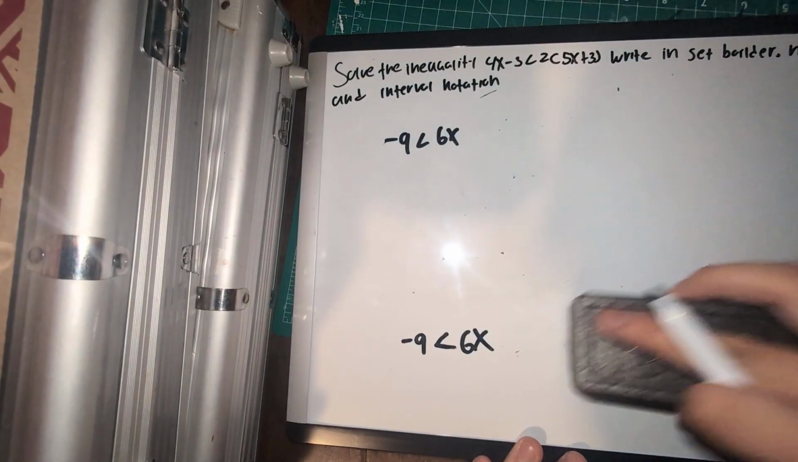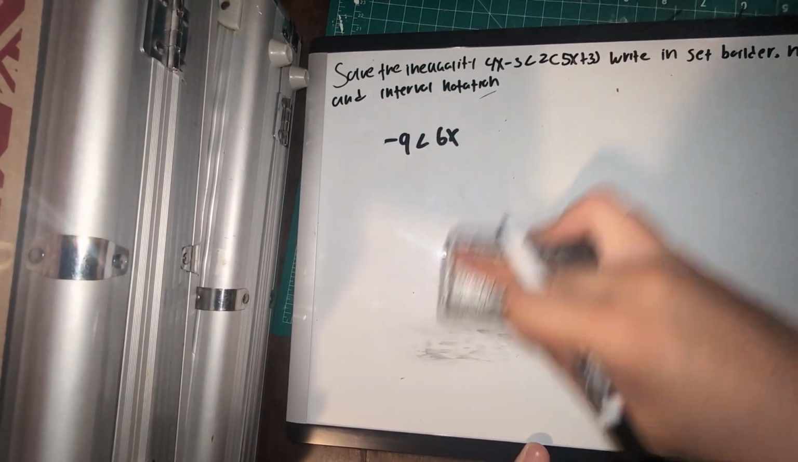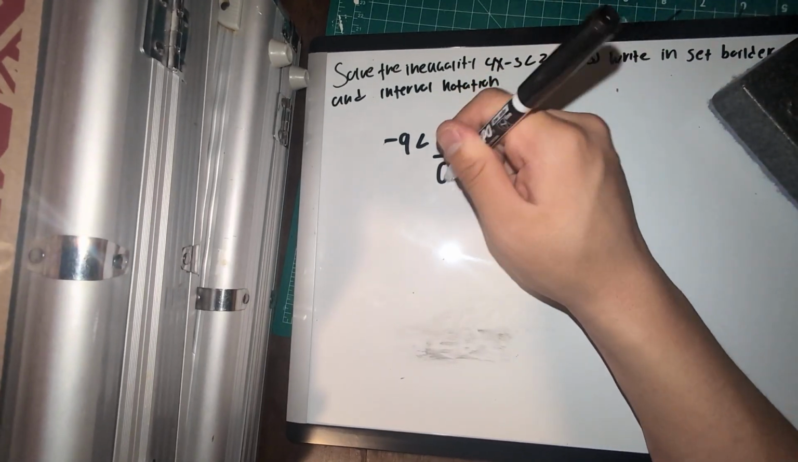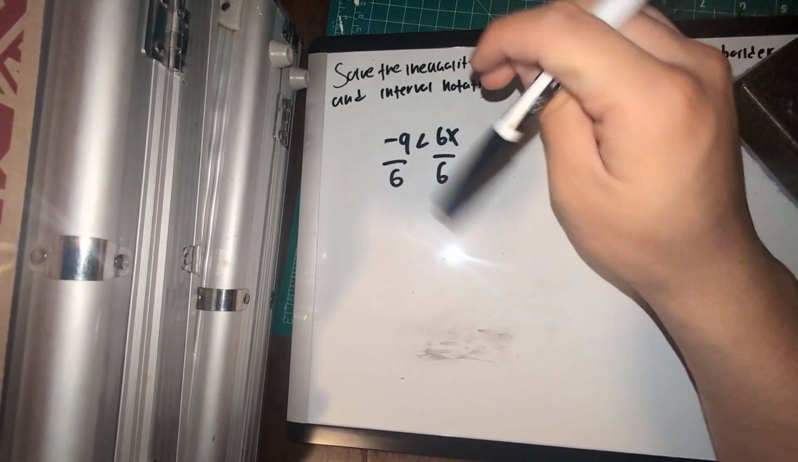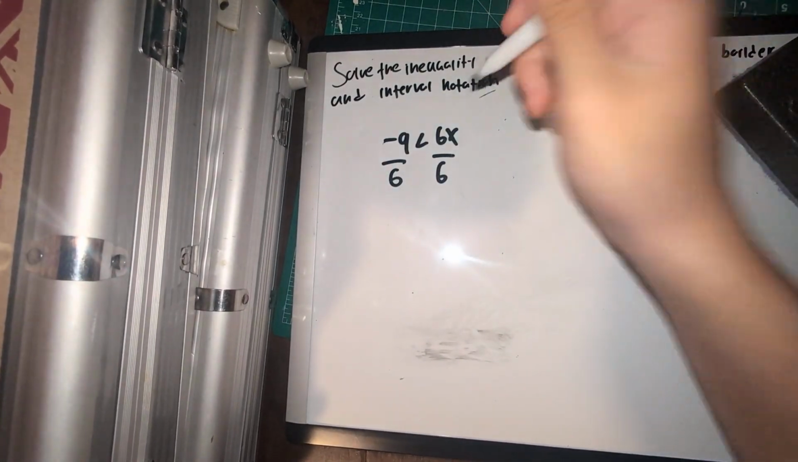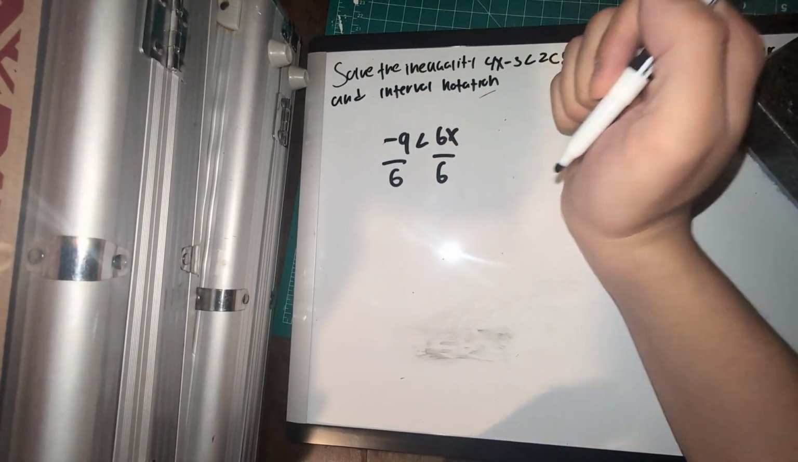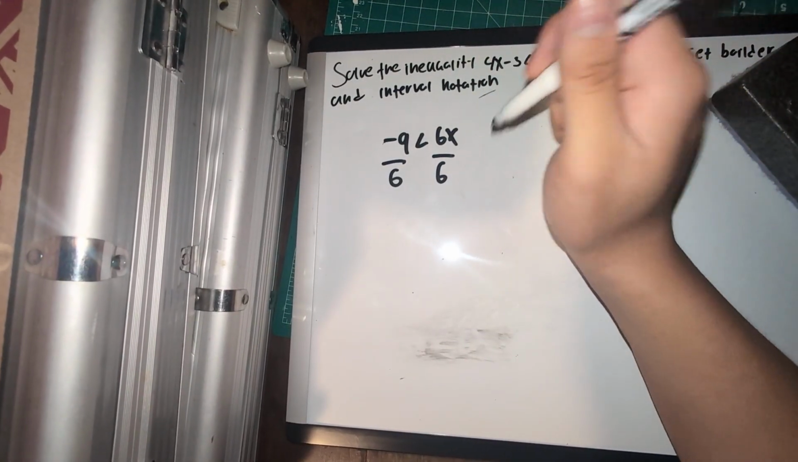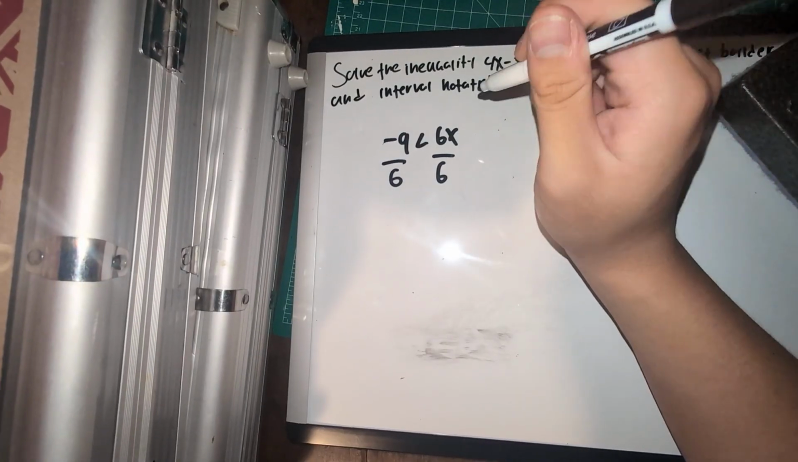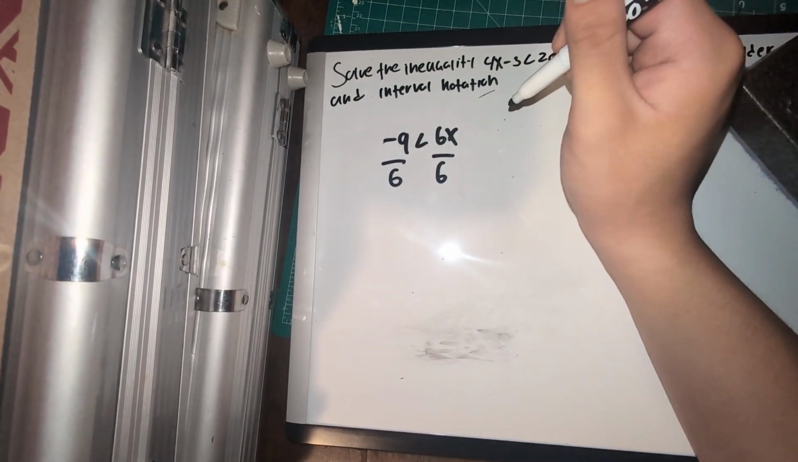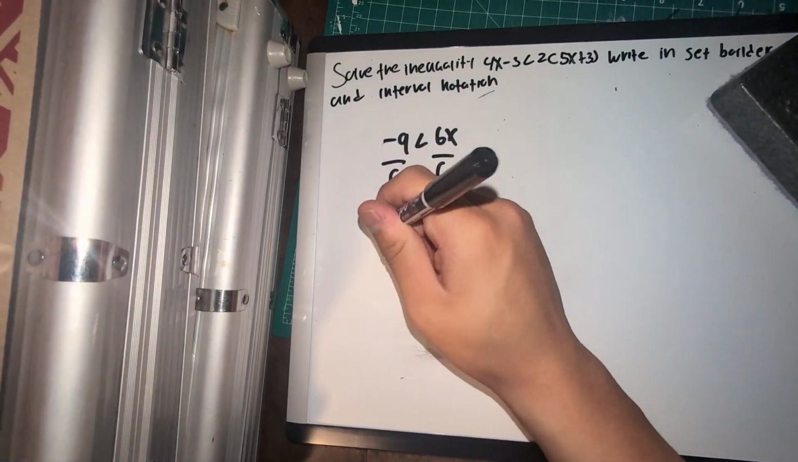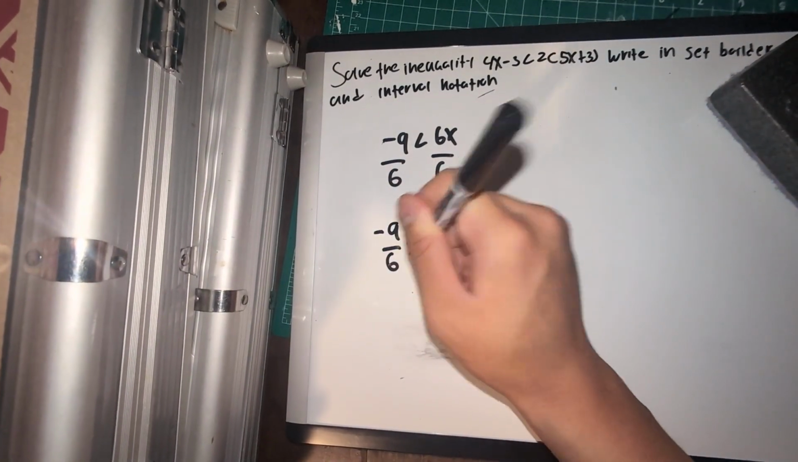Okay, so we want to clear out this x. Pretty easy way to do that: we're going to divide by 6. An important thing we've got to note is that this inequality sign essentially works as an equal sign for most of the problem, except unless you are dividing by a negative number, that's when the sign flips. But we're not dividing by a negative number in this case, we're just dividing by 6, so this will become negative 9 over 6 and x.